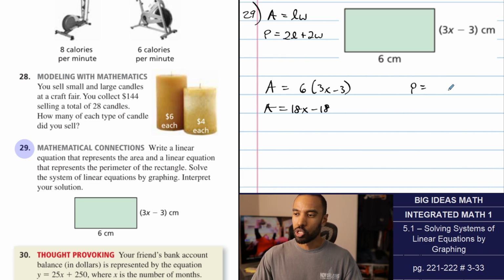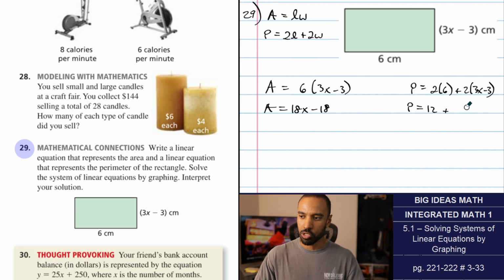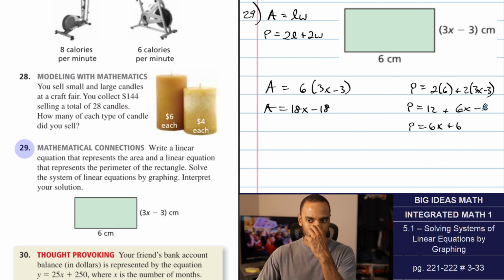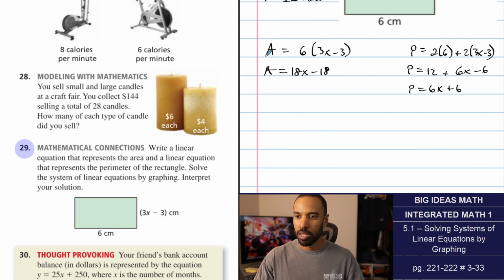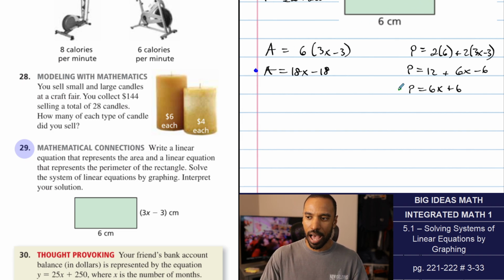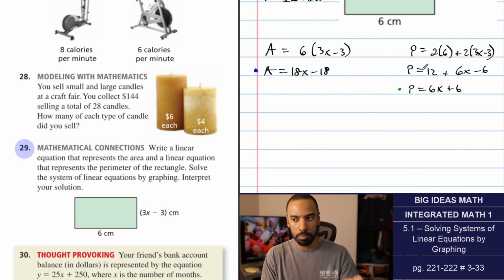Okay? So 2L plus 2W, 2 times 6 plus 2 times 3x minus 3. Now 2 times 6 is 12. And then distribute there, you get 6x minus 6. So 12 plus 6x minus 6. 12 minus 6 is 6, so that's 6x plus 6. So we have 18x minus 18 and 6x plus 6. That is our system. Blue, green, what have you, these are the ones that we're going to graph. I guess you treat A as a y and P as a y.